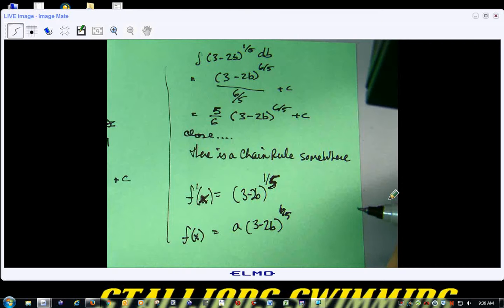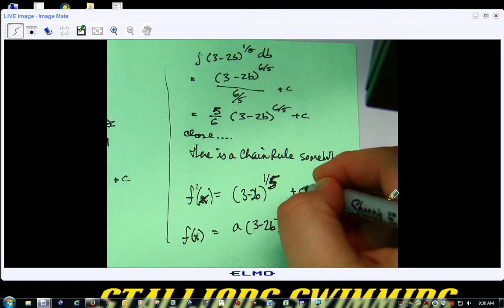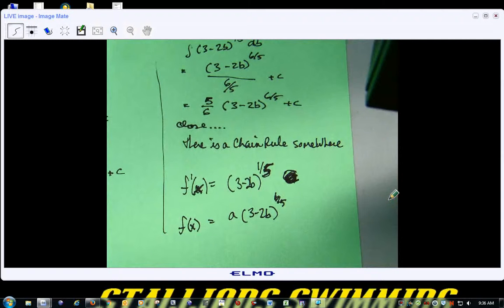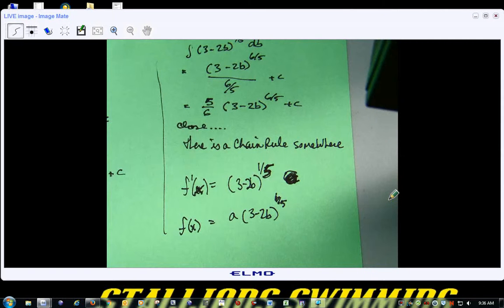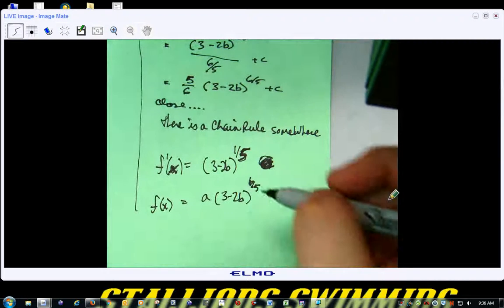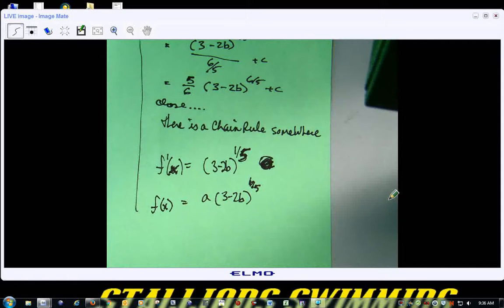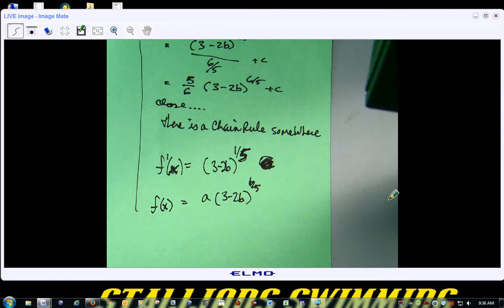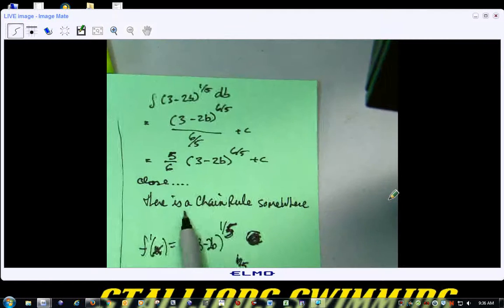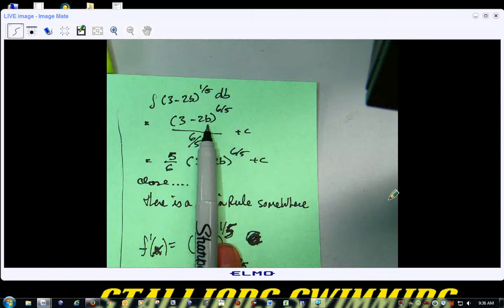Now remember how we would take the original function and then just put a constant right in front of it? Well, we don't need that yet. And I would put an a there because there would be a number that would be multiplied by it. It would just happen to kind of disappear on us. Now, if I did this and you guys recognized right off the bat that it's going to be this 3 minus 2b to the 1/5 power, it's going to end up being this to the 6/5 over 6/5.